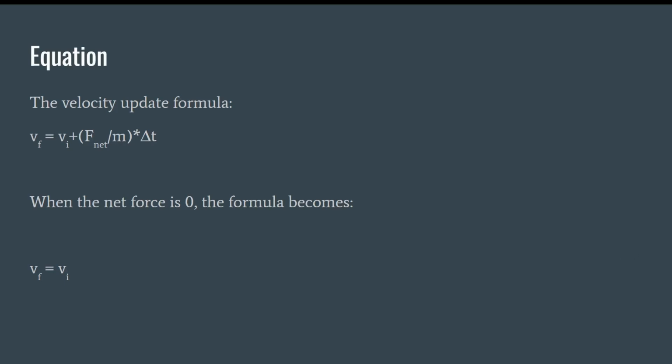This equation is called the velocity update formula, and it's given by: the final velocity is equal to the initial velocity plus the net force divided by the mass times the change in time. However, in our situation, when the net force is zero, the formula just becomes the final velocity is equal to the initial velocity.